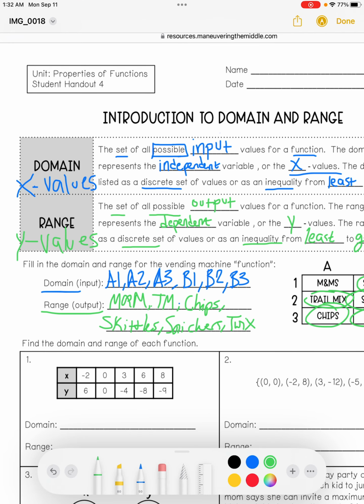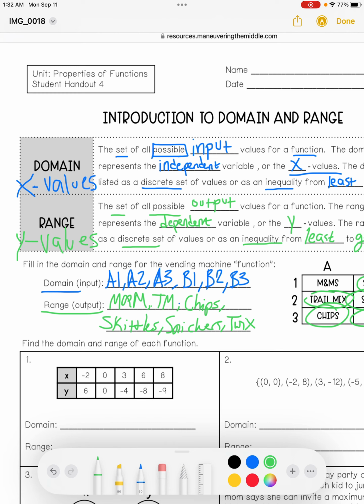So it's kind of review. I see a vending machine. The thing that I can input would be the different codes for the vending machine. So A1, A2, A3, and so on. Those would be my inputs, so they go into my domain, because it's just tracking all the inputs. For my range, it tracks the outputs. So what does the machine give me at the end of the function? Well, it's going to give me a snack. So what are all the possible snacks that I could get from this vending machine? Well, I have M&Ms, trail mix, chips, Skittles, Snickers, and Twix.